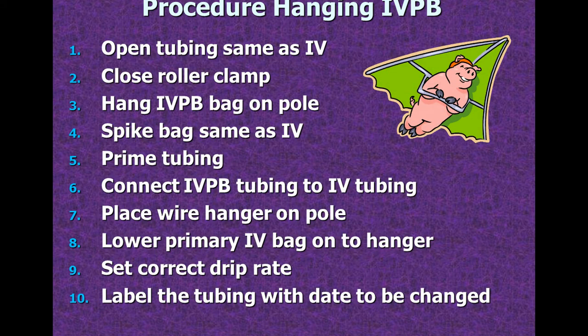With hanging IV piggybacks, you're going to open the tubing the same as the IV, close the roller clamp, hang the piggyback on a pole, spike the bag the same as you did the IV, prime the tubing, connect the IV piggyback tubing to the IV tubing, and then place the wire hanger on a pole. You'll then lower the primary bag onto the hanger, set the correct drip rate, and label the tubing with date to be changed.